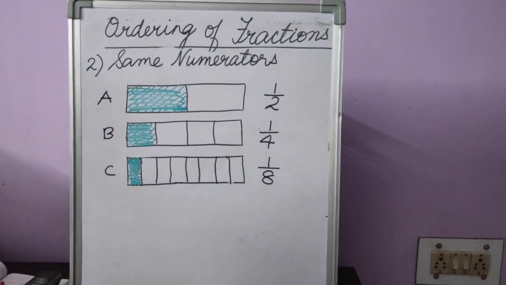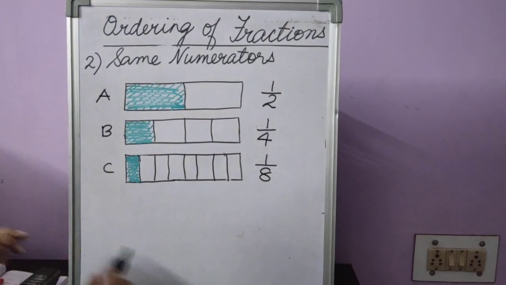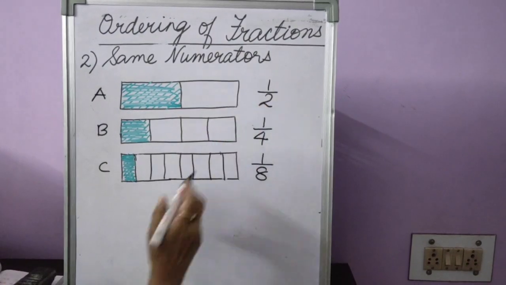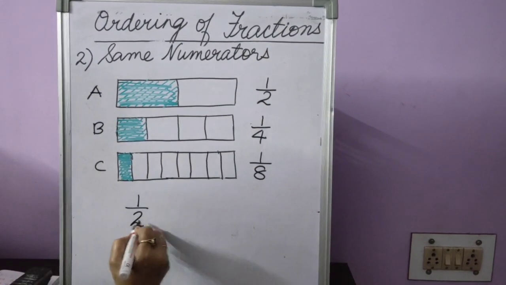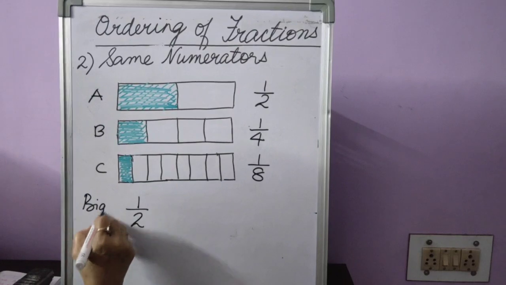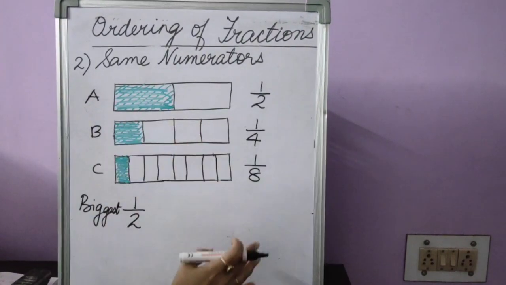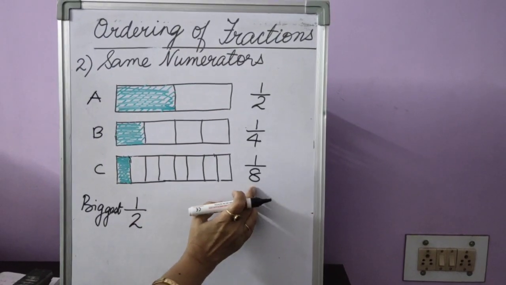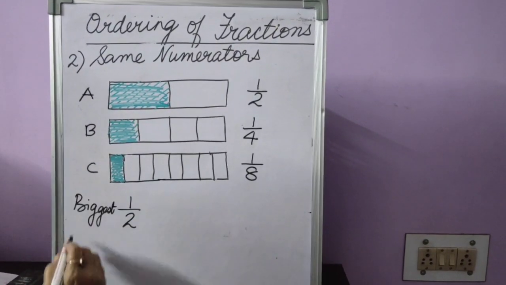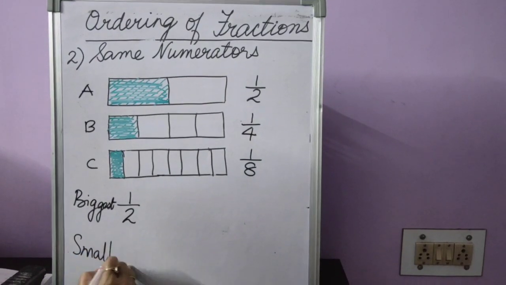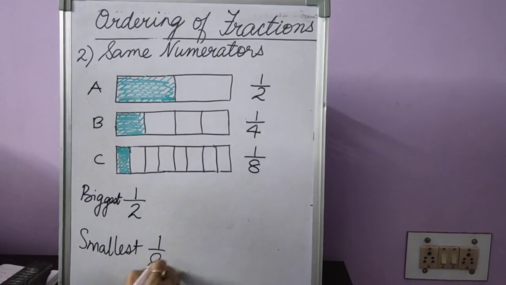Now what do we see? Who has eaten the biggest part? A has eaten the biggest part. How much has he eaten? 1 upon 2. He has eaten the biggest part. And who has eaten the least? The smallest part? Smallest part has been eaten by C. What fraction did he eat? He ate only 1 upon 8.